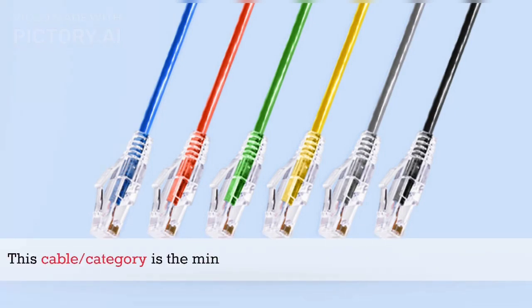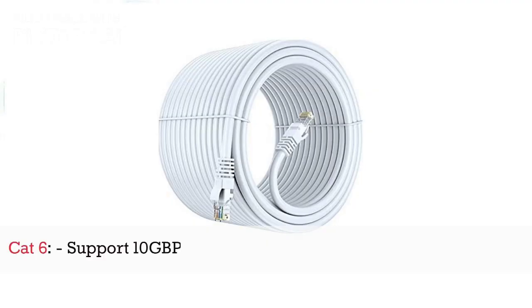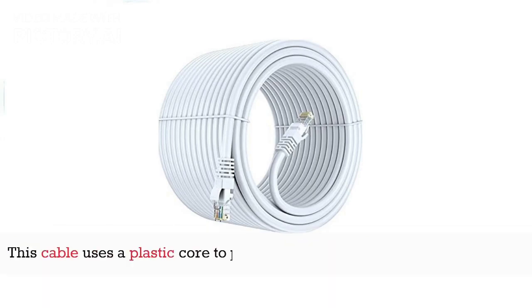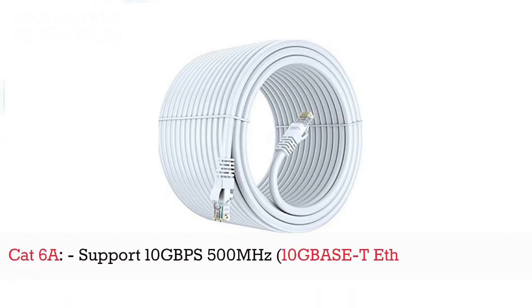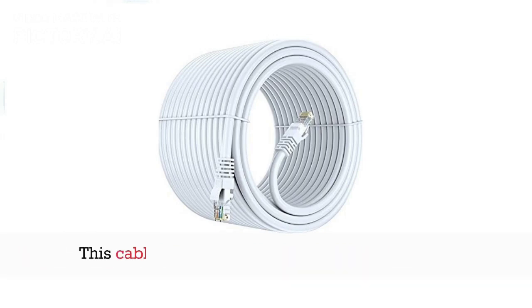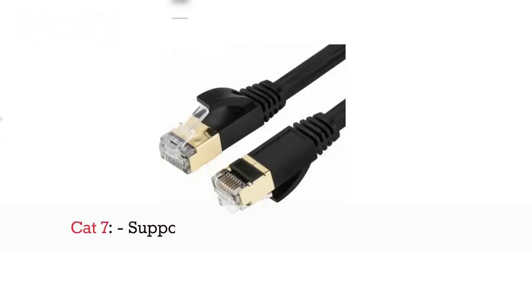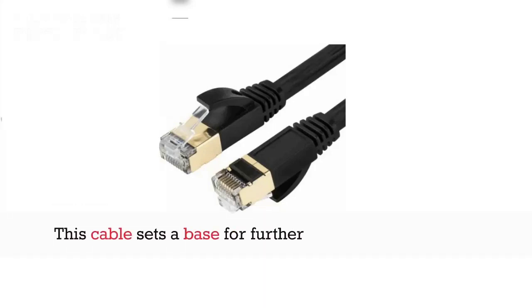This cable category is the minimum requirement for all modern LANs. Cat 6, support 10 Gbps, 250 MHz, 10GBASE-T Ethernet. This cable uses a plastic core to prevent crosstalk between twisted pairs. Cat 6a, support 10 Gbps, 500 MHz, 10GBASE-T Ethernet. This cable reduces attenuation and crosstalk. This cable also potentially removes the length limit. Cat 7, support 10 Gbps, 600 MHz. This cable sets a base for further development.